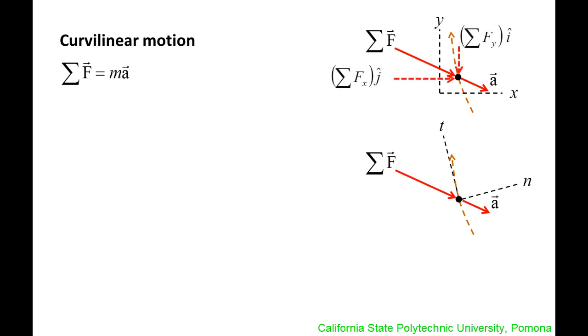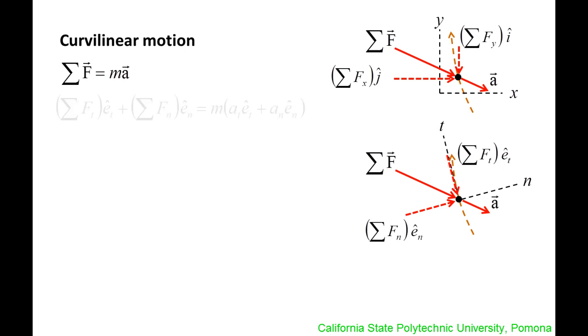If motion occurs in a two-dimensional plane, as shown here, in the rectangular coordinate system, one component of the resultant force vector points in the x direction and the other component points in the y direction. In the image on the top right, the x component would have a positive value since it points in the positive direction of x, while the y component would have a negative value since it points in the negative direction of y. When using the pathline coordinate system, one component of the resultant force vector points in the t direction and the other component points in the n direction. In the image on the bottom right, the t component would have a negative value since it points in the negative direction of t, while the n component would have a positive value since it points in the positive direction of n.